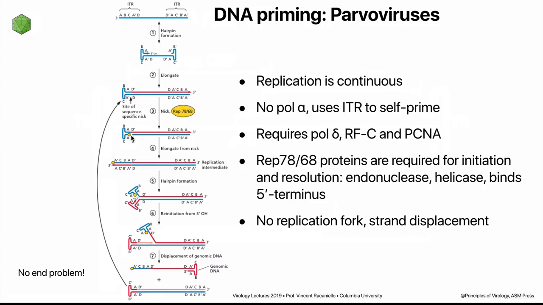The 3' end at that nick, which will be the blue end, is going to be a primer for DNA synthesis. And the Rep is recruiting the host cell DNA polymerase to start elongating. And so it will copy the little blue hairpin and stretch it out, so you get it copied. So that's shown in this next step, after 4, I guess. That's called elongating from the nick. So the polymerase will copy the blue, and you make a red strand, and it's complementary, and it's stretched out.